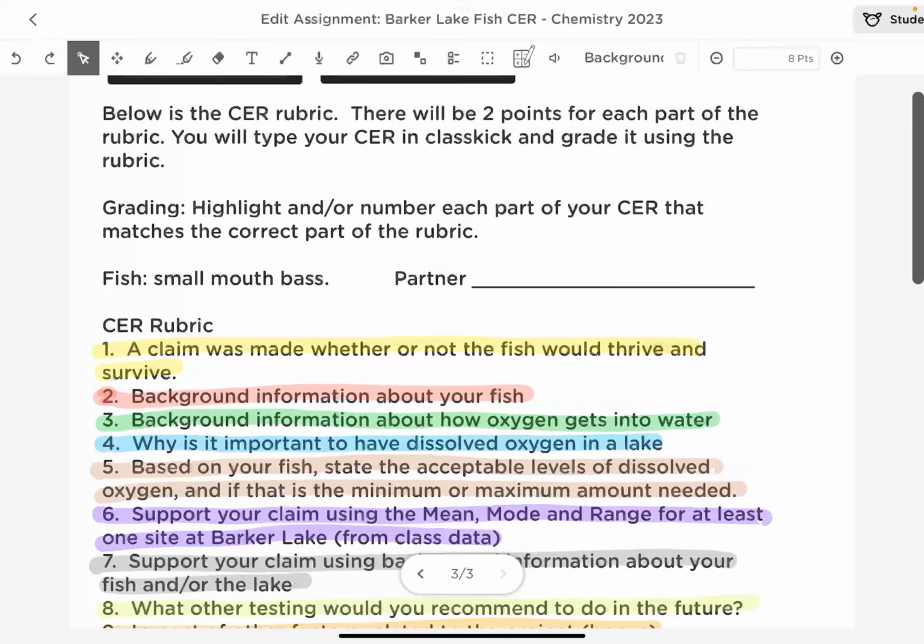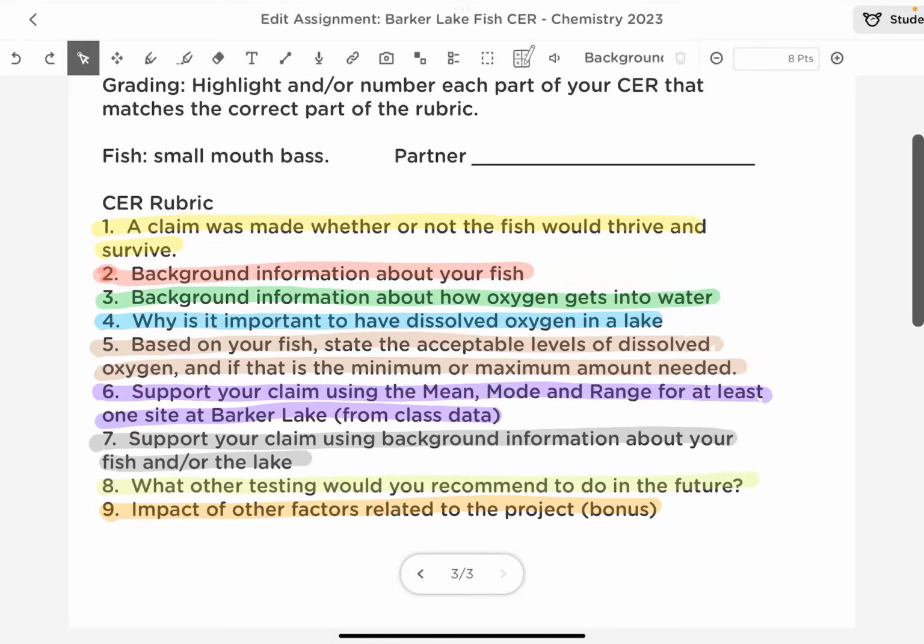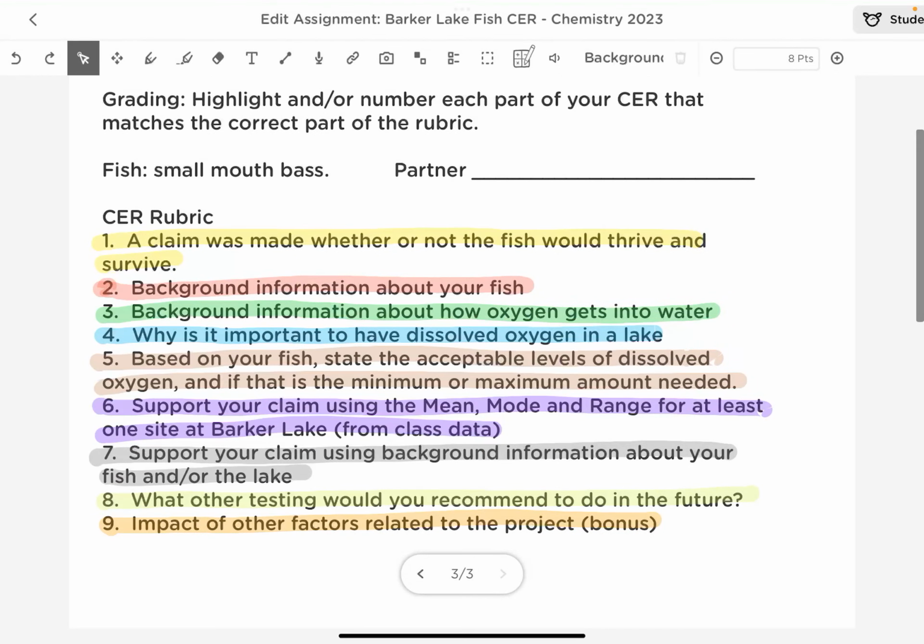All right. And so number seven, like it says, support your claim using background information. Number six is supporting your claim using our data from our class. And then based on some things that you researched, what other testing would you recommend? All right, so in your background, if you find out something about alkalinity or pH or temperature, those are things that we did not measure. So those might be things that you would want to recommend for other testing.